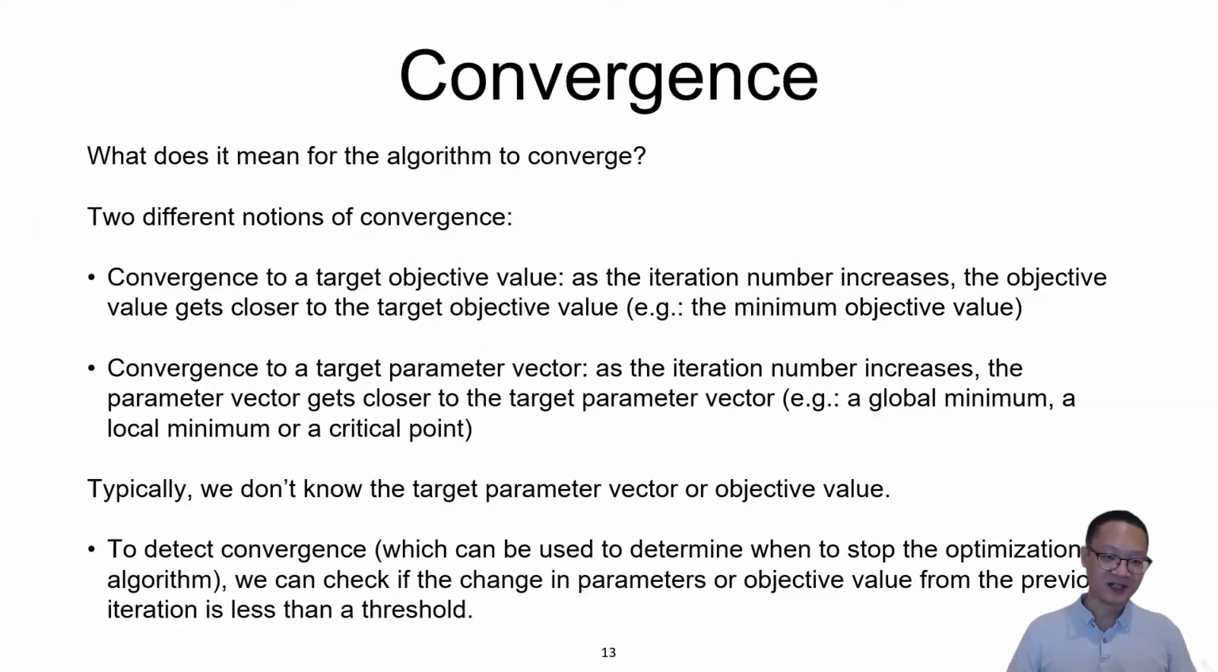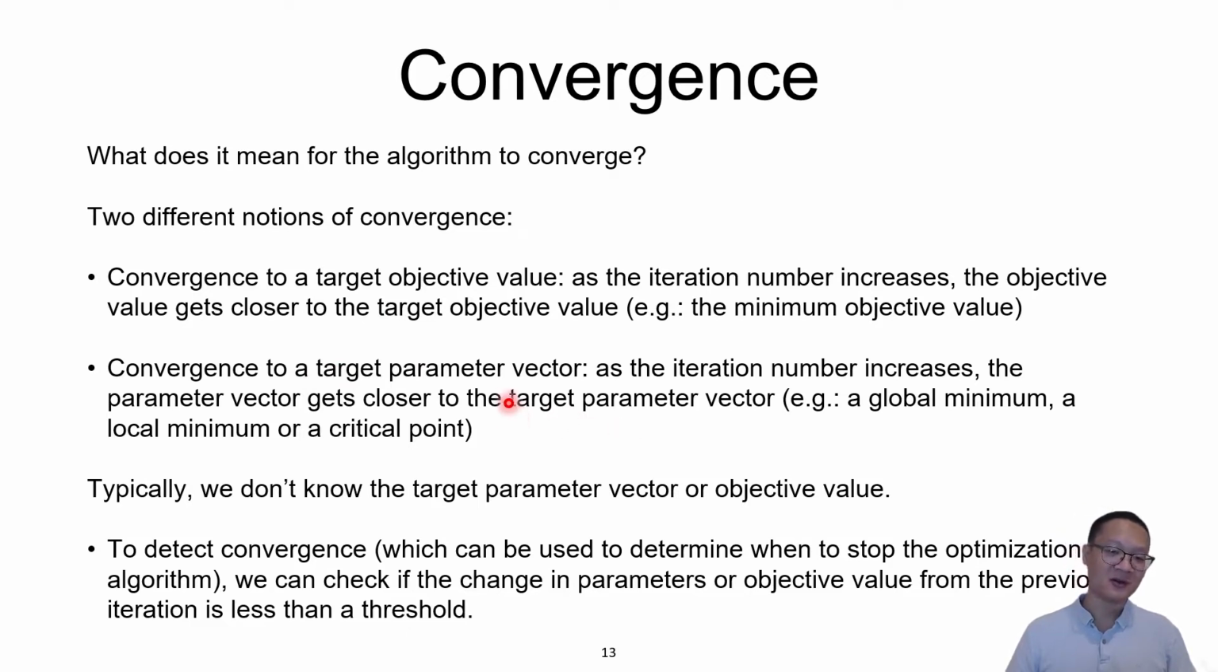And then we talked about what convergence really means, and there are two different notions. The first notion of convergence is that as the iteration number increases, the objective value gets closer and closer to the target objective value, usually the minimum. Or we could talk about convergence to a target parameter vector. That means that our theta gets closer and closer to some theta star.